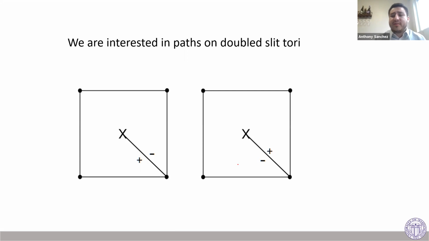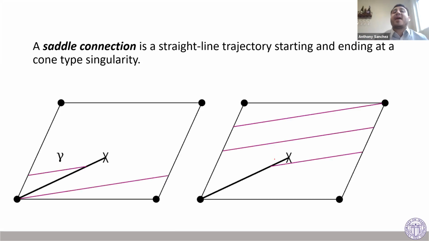So here's another example of a double slit torus for us to have in mind. And I'm not interested in every path on a double slit torus. I'm only interested in special paths given by saddle connections. And so by a saddle connection path, I just mean a straight line trajectory that starts and ends at a cone type singularity with no other cone type singularity in the interior.